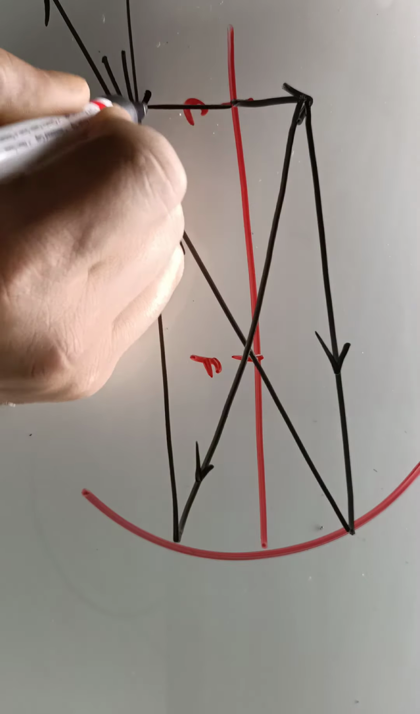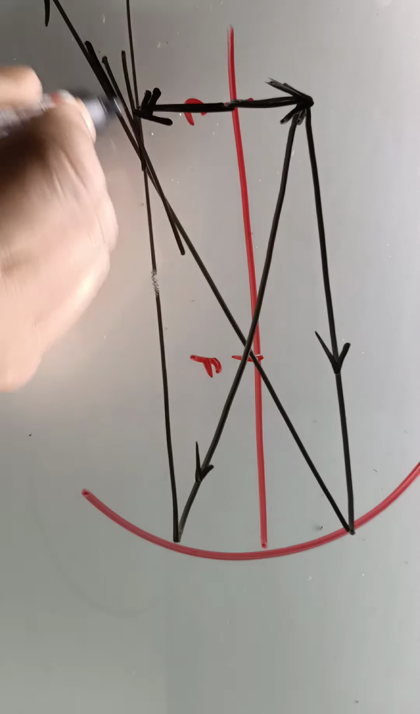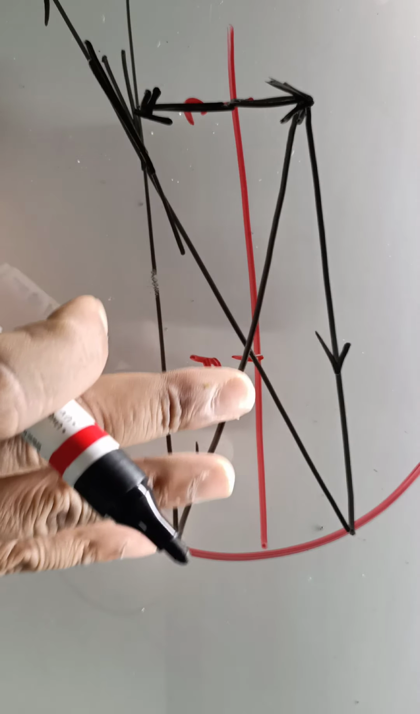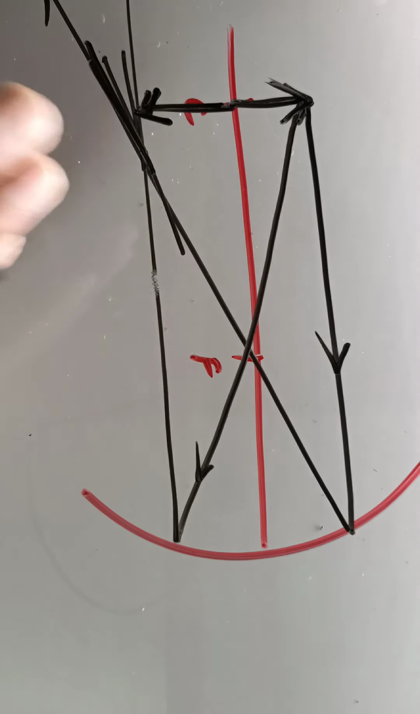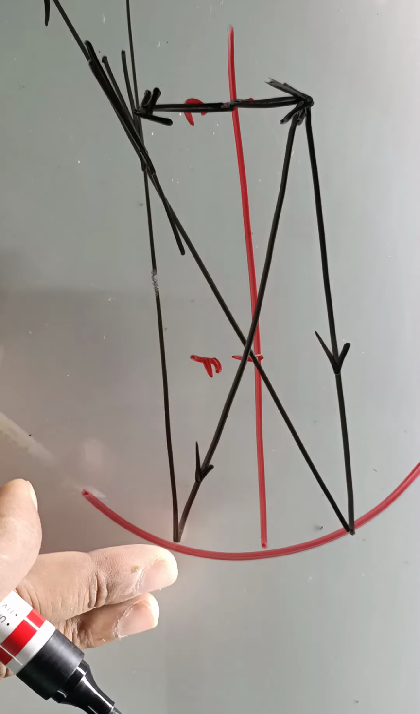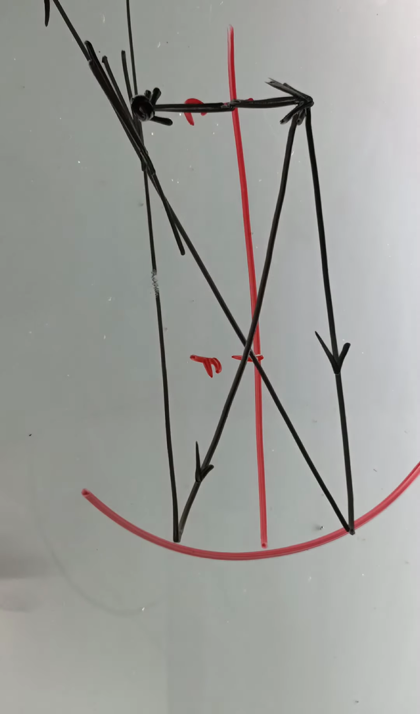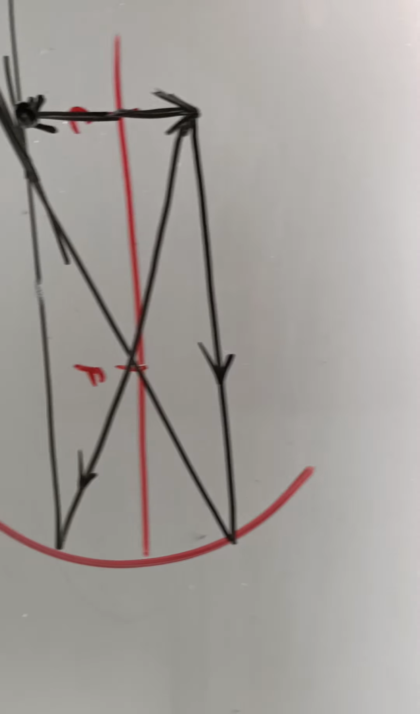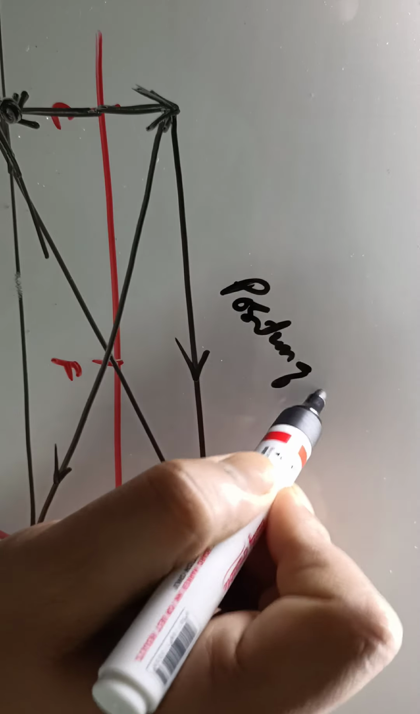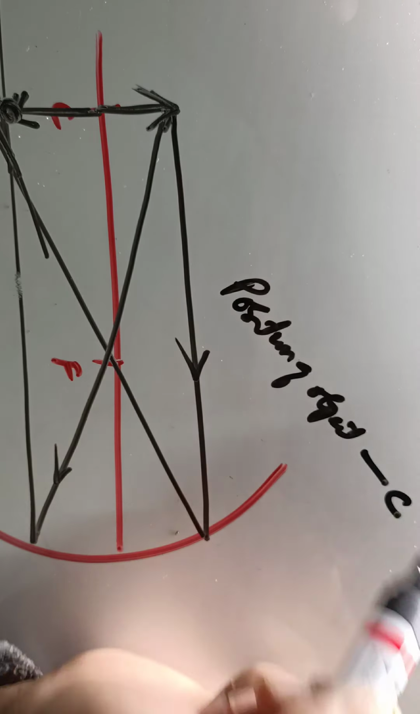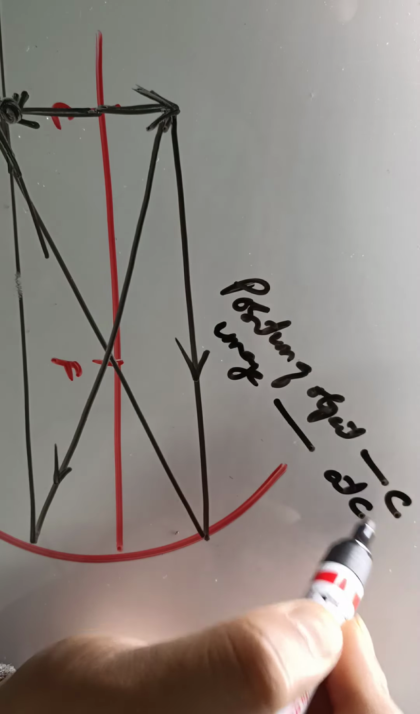Now you will find that if the object is kept at C, the image is also formed at C. This drawing is not to scale, so it is slightly shifted. But if you take a proper measurement and make the rays of light travel parallel, you'll find that the image will be formed at C. So once again, what is the position of the object? The object is at C. Where is the image formed? The image is also formed at C.